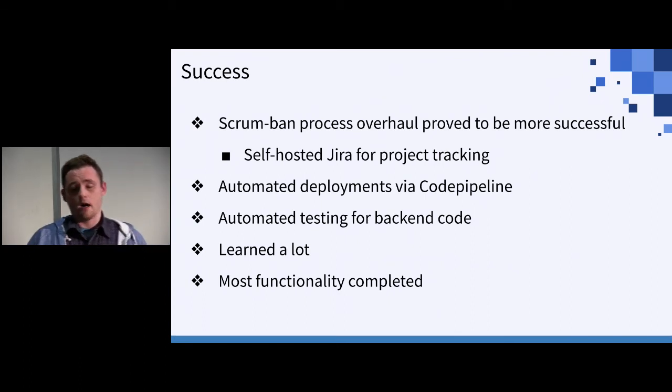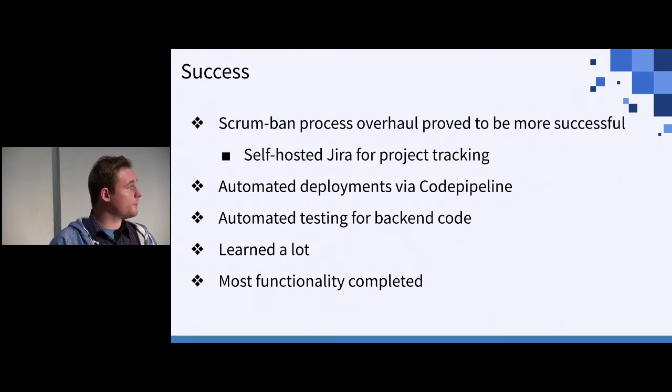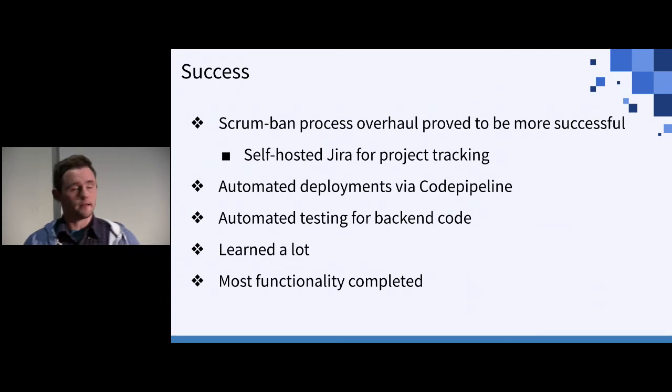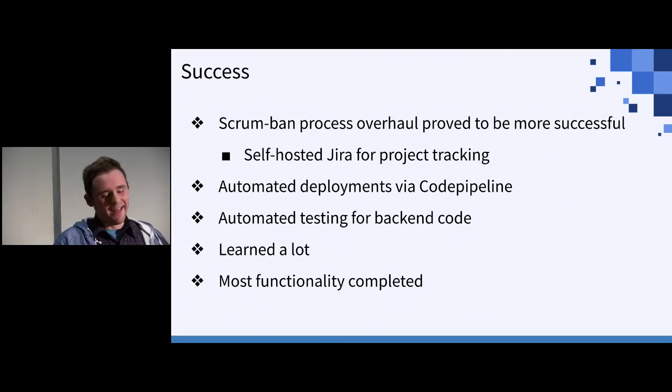Another thing that helped our ability to deliver the product was CodePipeline and having automated unit tests for our backend code. So essentially, backend tests would be run on the master branch before deploying code to the cloud, and then CodePipeline would then push it to the cloud.